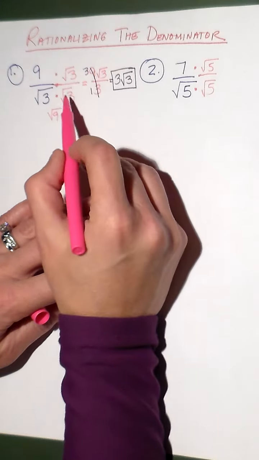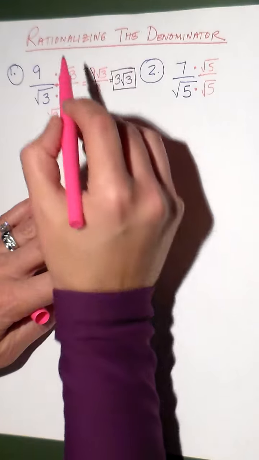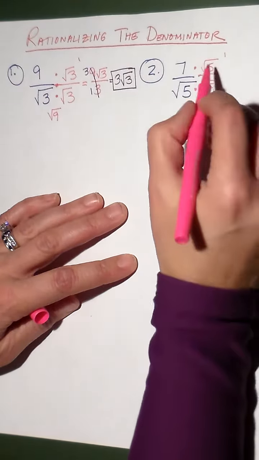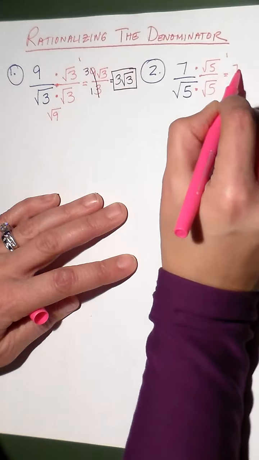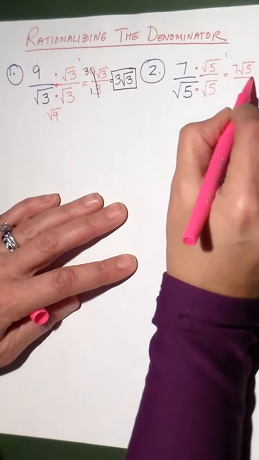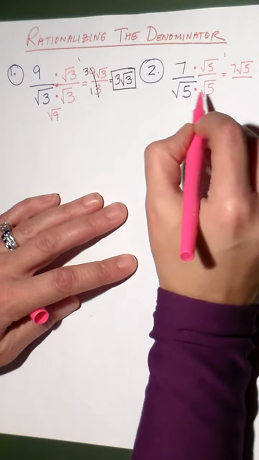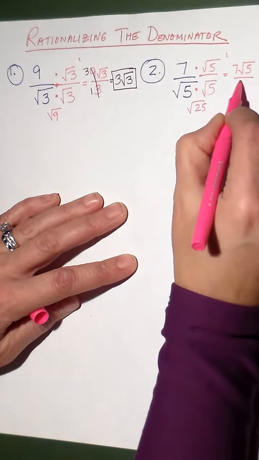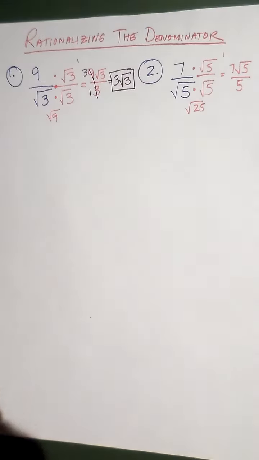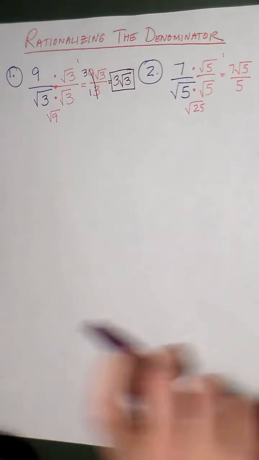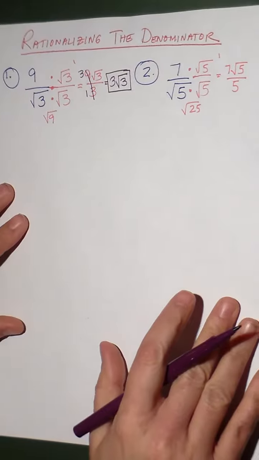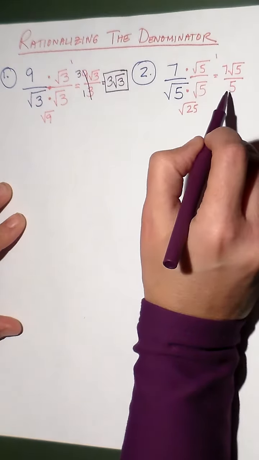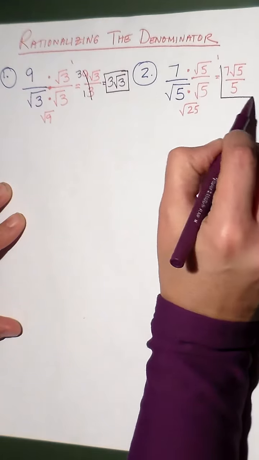Same thing here. Square root of 3 divided by square root of 3. That's the same thing as multiplying by 1. It's not going to change the value of the fraction. So this is in turn going to give me 7 times the square root of 5 on top. And square root of 5 times square root of 5 is the square root of 25. And the square root of 25 is 5. Now, if I look at where I am now, do I have anything that can reduce? And the answer is no. There are no common factors between 7 and 5. So I'm going to box in my answer.